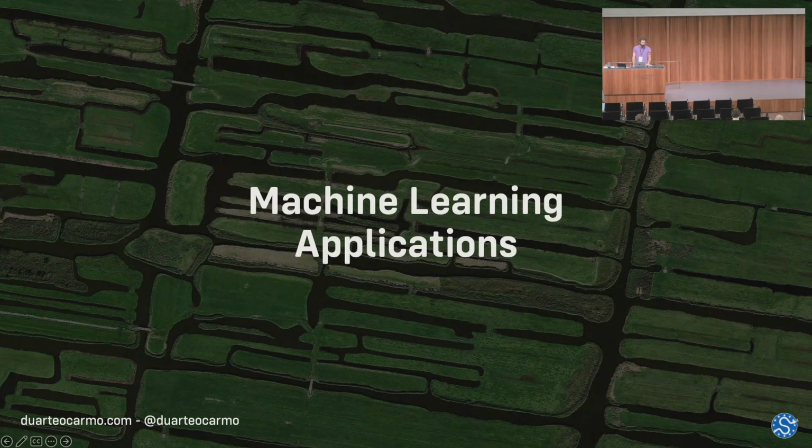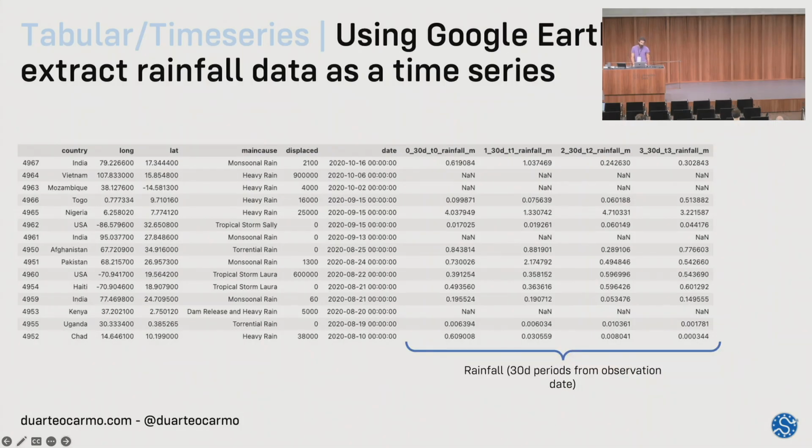OK, now let's talk a little bit about machine learning applications. How does this work? How can we use it? The first machine learning application is for tabular or time series data, using Google Earth Engine to extract rainfall data as a time series, for example. Here we have a data frame of monsoonal or heavy rains, some problem with too much rain, and how many people got displaced, if any. Then you have a date of when this particular event occurred.